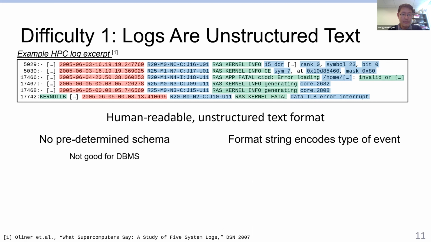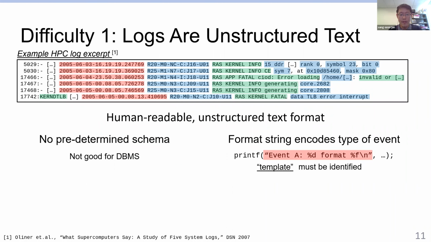And instead of having a predetermined schema, the so-called format string in unstructured logs encodes the type of the event. For example, the format string would be the string that you would use in a printf statement to format your parameters into the human readable text form. And for log analytics, this is what is called a template. For each unstructured log line, the template to which the log line belongs must be identified for the system to actually extract useful data from each line.